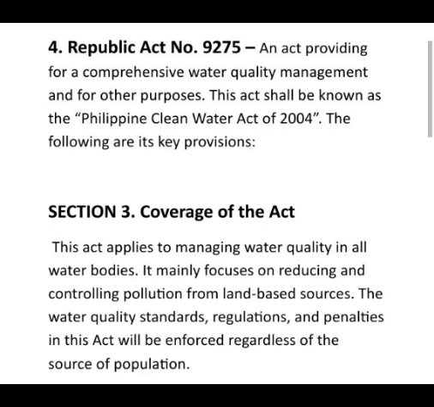The following are its key provisions. Let's tackle first what is RA 9275. RA 9275, or the Philippine Clean Water Act of 2004, focuses on protecting and improving water quality in the Philippines. It aims to prevent pollution and ensure that water resources remain safe for people, animals, and the environment.